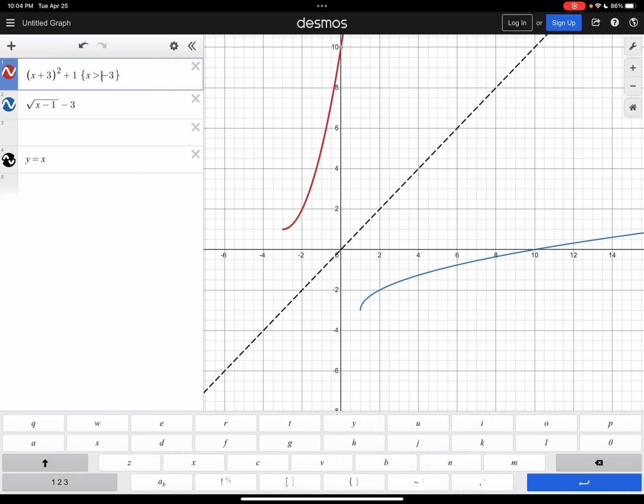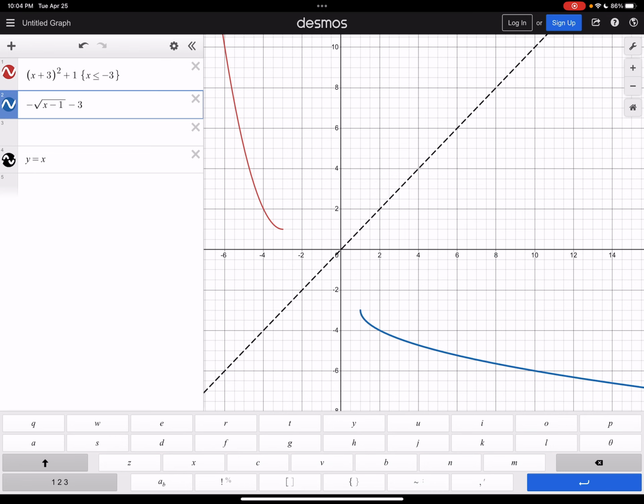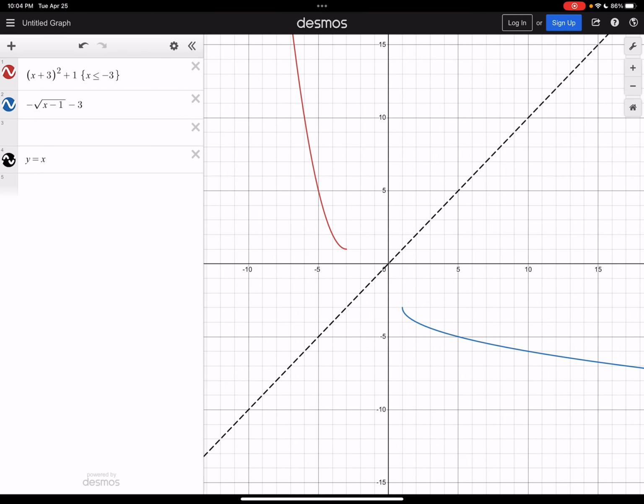Because notice if I make this less than or equal to negative 3, if I were to reflect the image of the red line over, I would not get the image of that blue line. However, remember how we talked about plus or minus the square root? This is the positive square root. If I put in the negative, now it is the mirror image over that line. So you can see how the domain restriction helps you figure out what is.